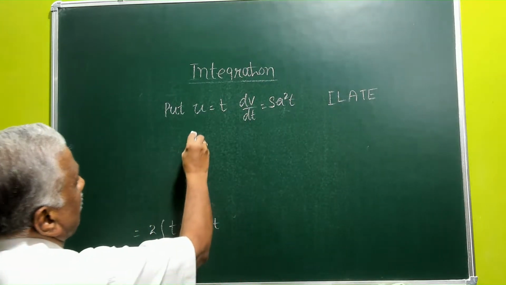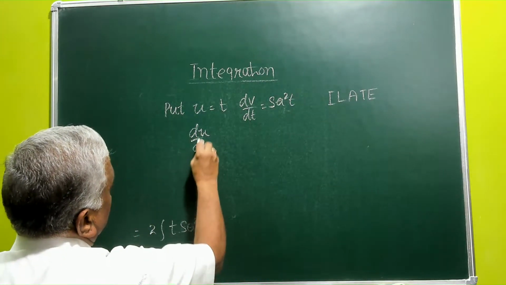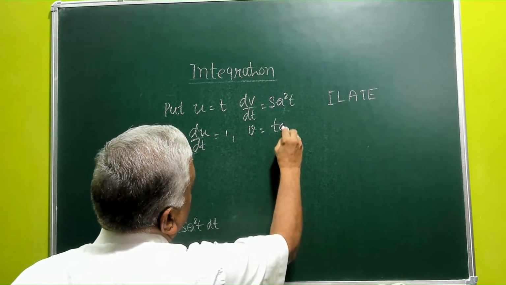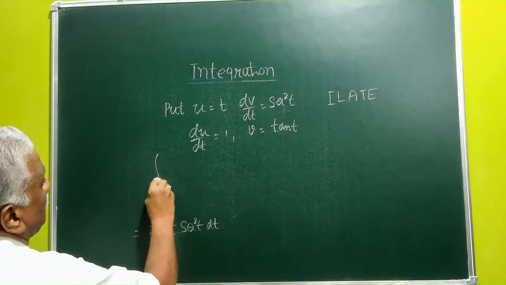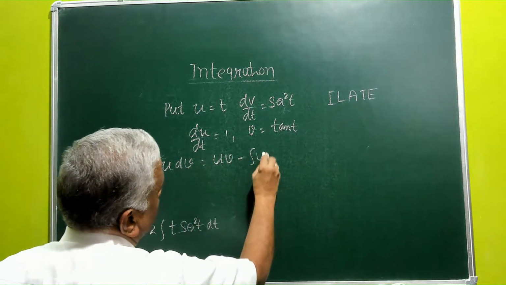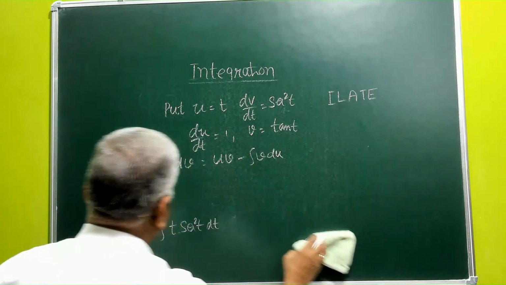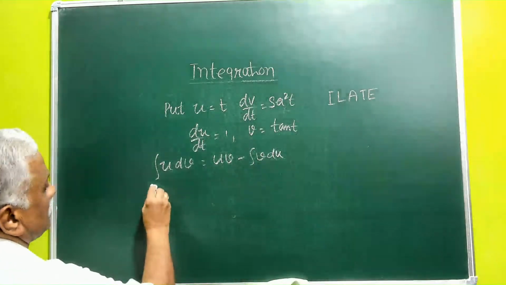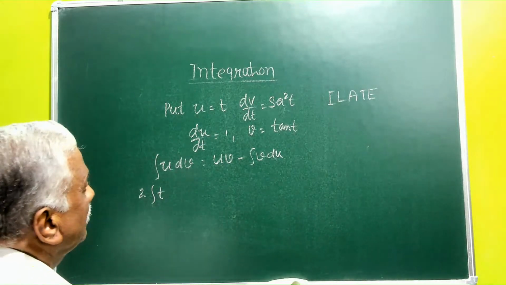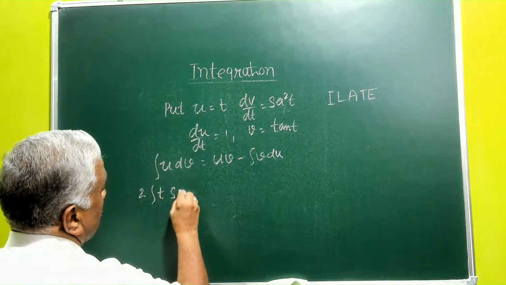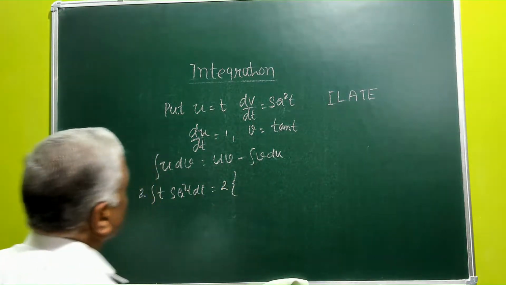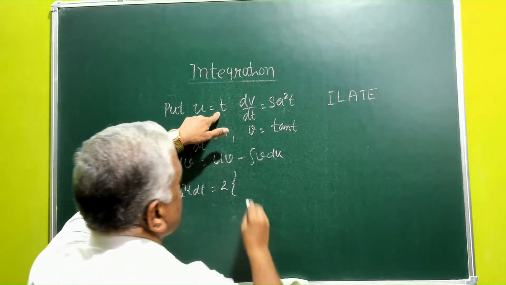So what is du by dt? du by dt is equal to 1. What is v? v is tan t. So what is the formula? Integral u dv is equal to uv minus integral v du. So here, 2 is outside. 2 into integral t secant square t dt, 2 is outside. uv is t tan t.